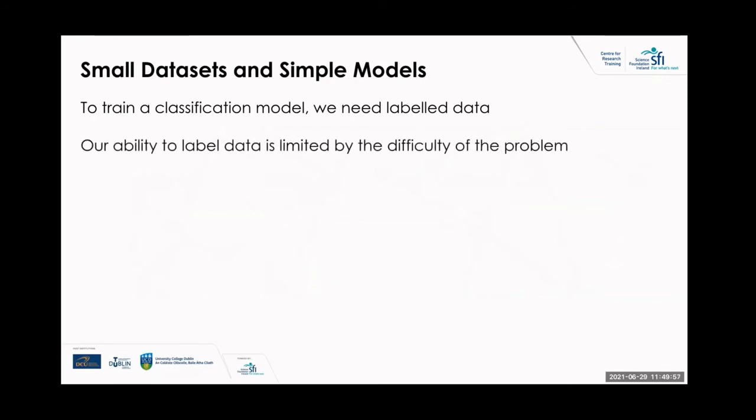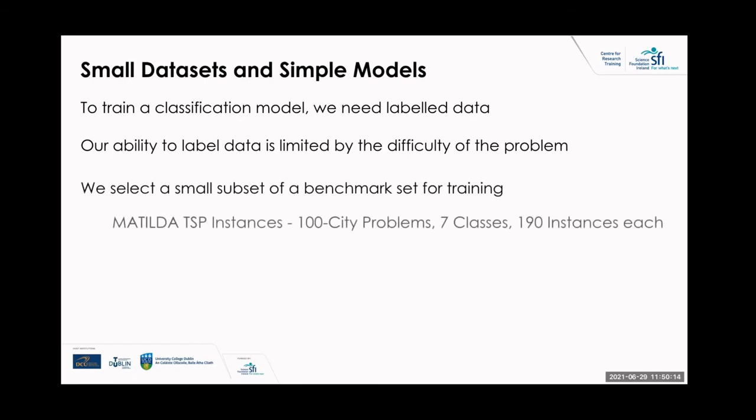Our ability to actually do that is limited to an extent by the size of the problems. So the larger the problem is, the more difficult they're going to be to solve. So what we do is we select a set of benchmark instances, and with those benchmark instances, we choose relatively small problems and a subset of those small problems to train on. So in practice, what we do is we use the Matilda TSP instances.